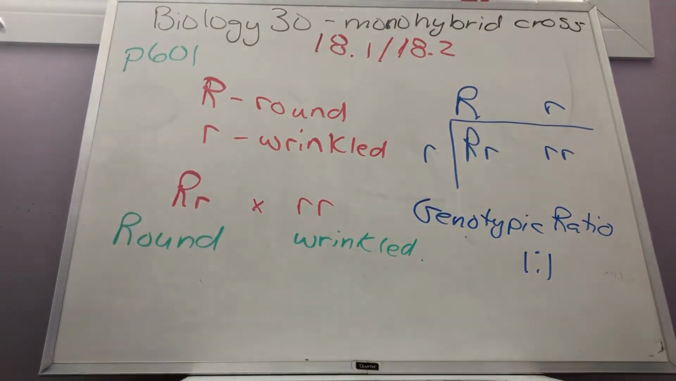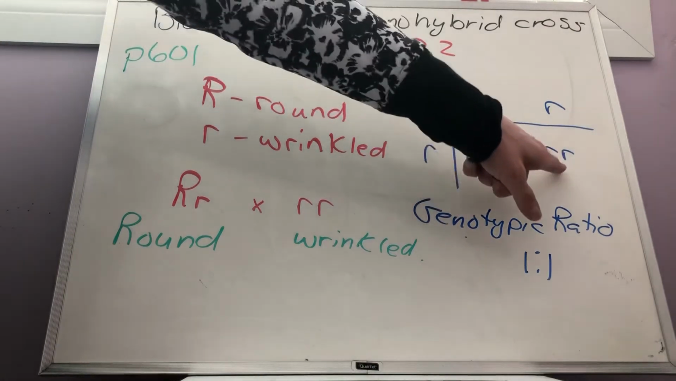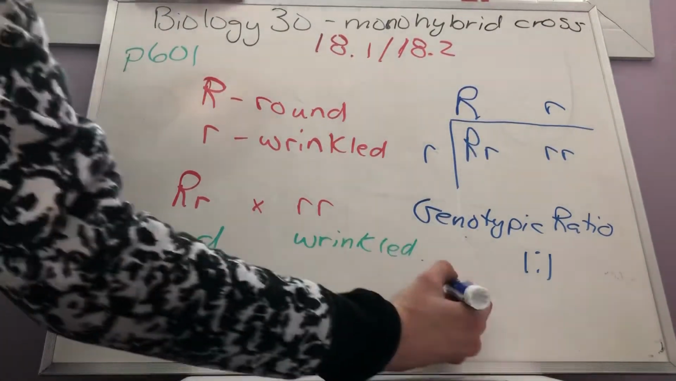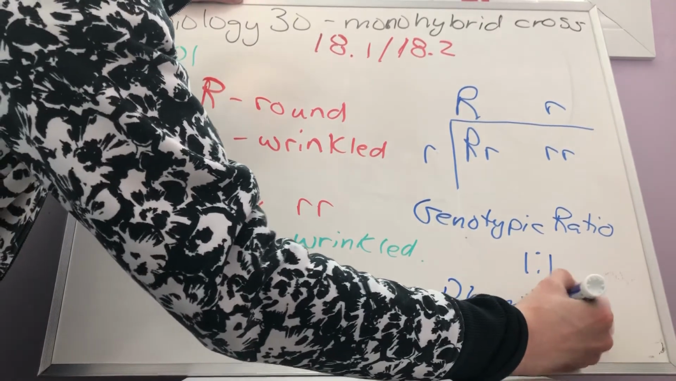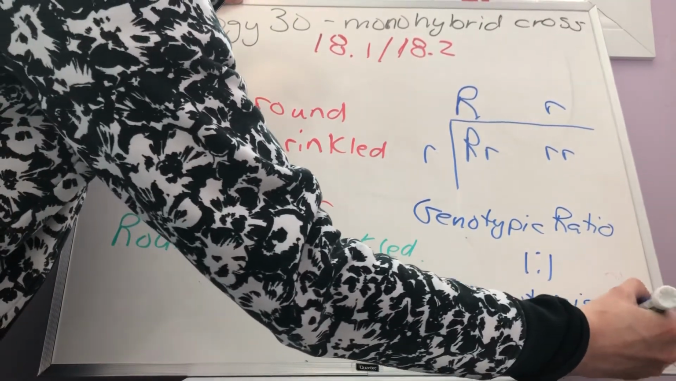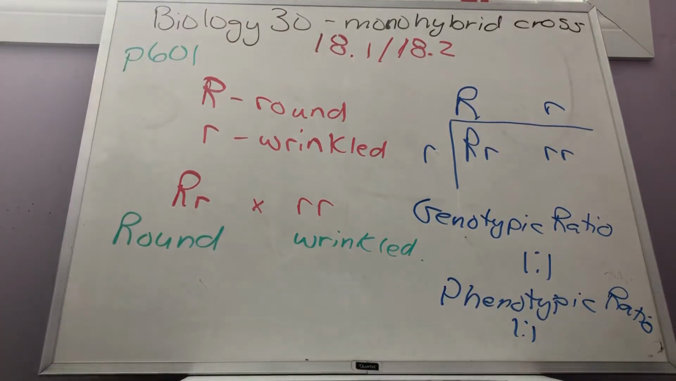And the phenotypic ratio would be the same, because this would be a round progeny, and that would be a wrinkled progeny or offspring. So phenotypic ratio would be 1:1 as well. Sometimes it's the same, sometimes it's different. It just depends on what you have from the parents. So that's the first example.